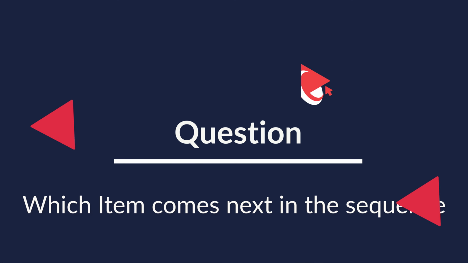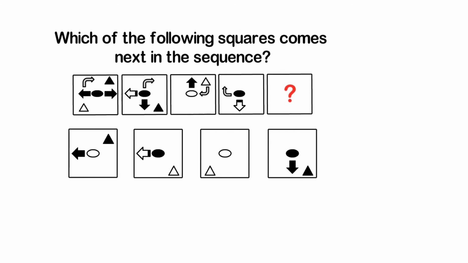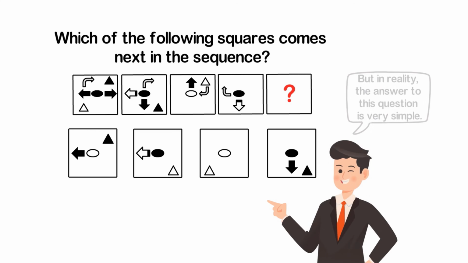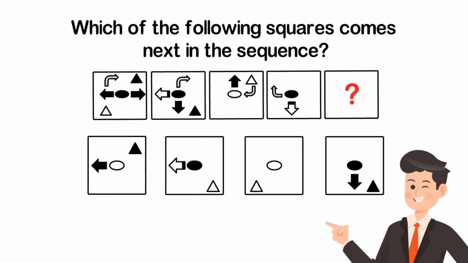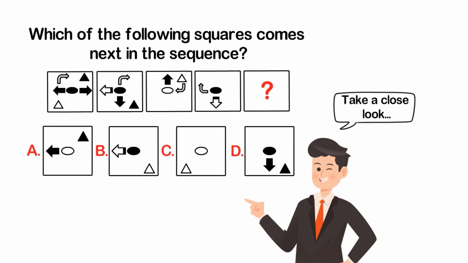Here's the question that on the surface seems very, very hard to solve. But in reality, the answer to this question is very simple. You're presented with 5 different squares. Squares 1 through 4 have shapes inside, and you need to determine the missing square 5. You're presented with 4 different choices: A, B, C, and D. Take a close look to see if you can come up with the correct answer.